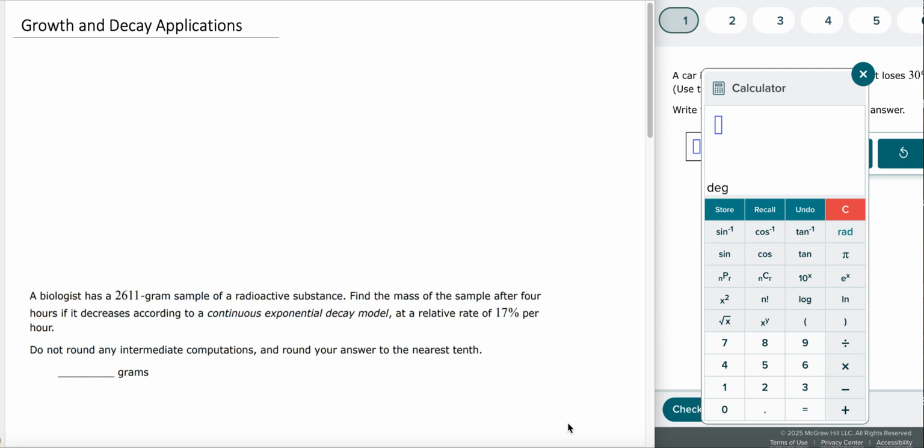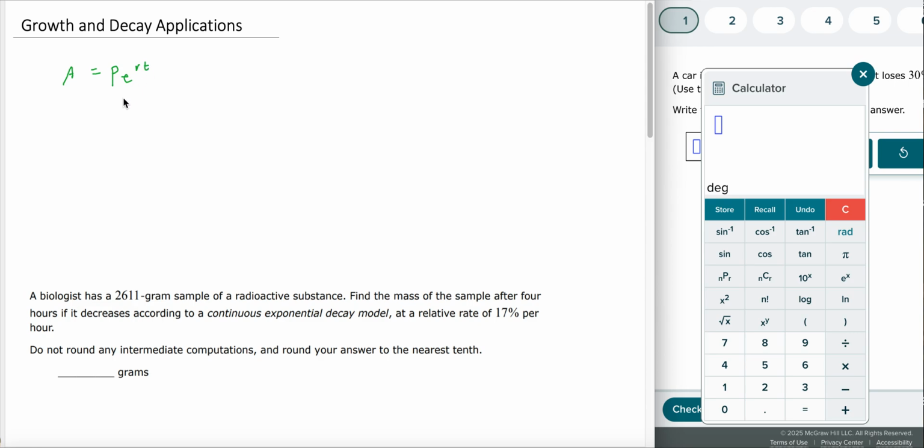A couple of growth and decay applications. I want you to think back to the compound interest when we were talking about continuous compounding. We were looking at a formula: A is equal to P times e to the RT. Remember, the P represented the initial amount of money, the A the amount of money after the interest had accrued. R was the rate, and T was time.